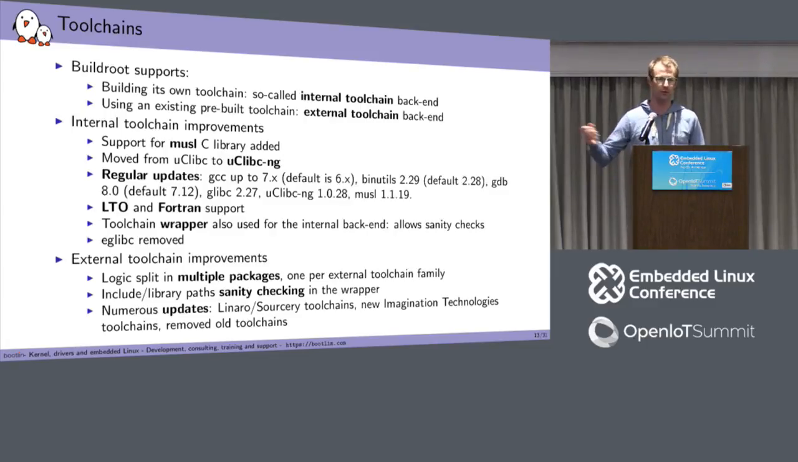So you've got your Linaro toolchain or your vendor-provided toolchain for your favorite CPU architecture. You can tell Buildroot, please use it because I trust that toolchain more than what you're going to do. So you can do that. On the internal toolchain side, we've added support for musl, which is kind of the new kid in town in terms of C libraries.